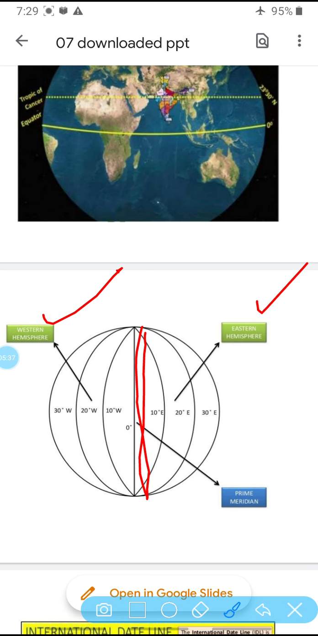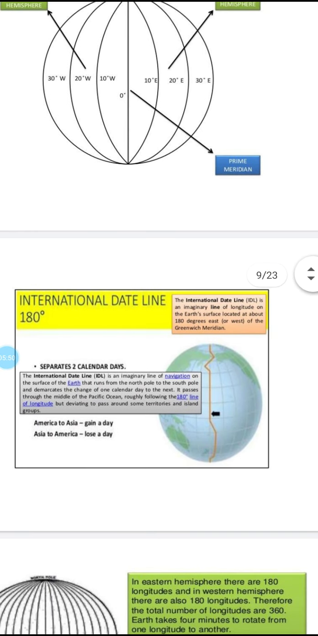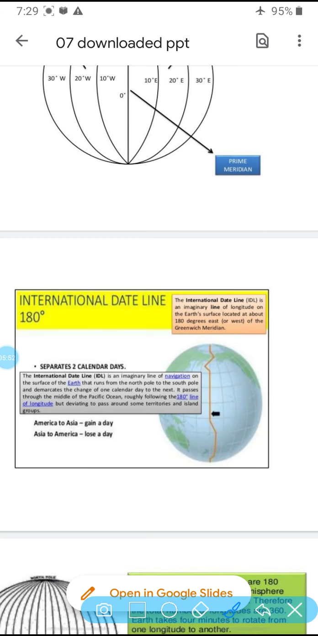This is the prime meridian, it is also called the time zone. We have started our time zone from this prime meridian, 0 degree longitude. Next, the international date line. We have decided the date line on the basis of which we make the dates. So what is the international date line? It is in the Pacific zone. This is the Pacific Ocean, and it is in the Pacific Ocean.